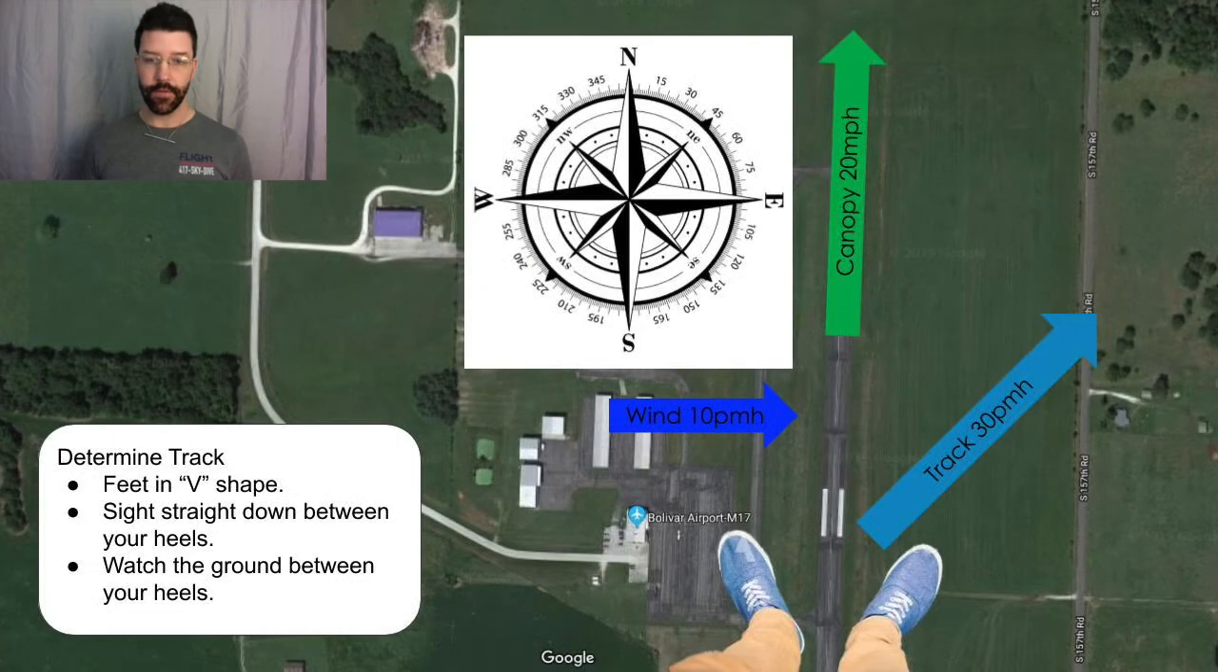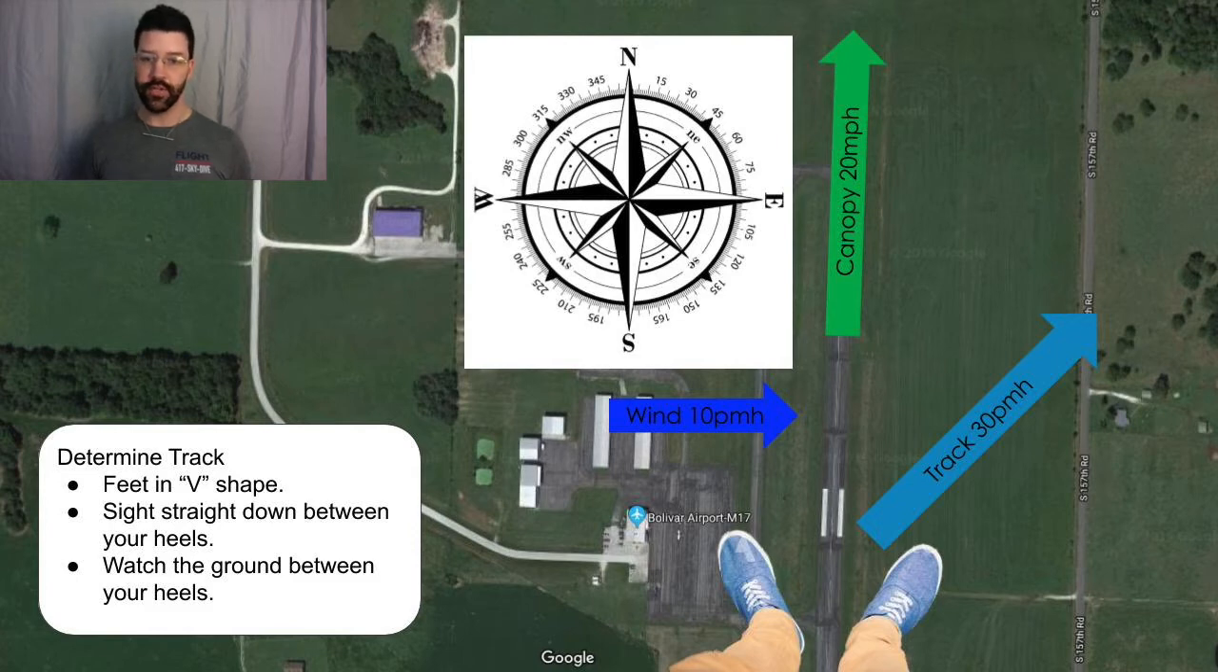In order to correct for the wind, you have to know what direction you are traveling across the ground. In order to do this, we're going to put our feet together in a V shape under parachute and look straight down in between our heels. By looking at the ground in between our heels, we can see that we are directly over the runway. As you fly your canopy, you will notice that you will either start to drift left of the runway, fly straight down the runway, or drift to the right of the runway. By sighting down in between your heels, you can see your track across the ground.